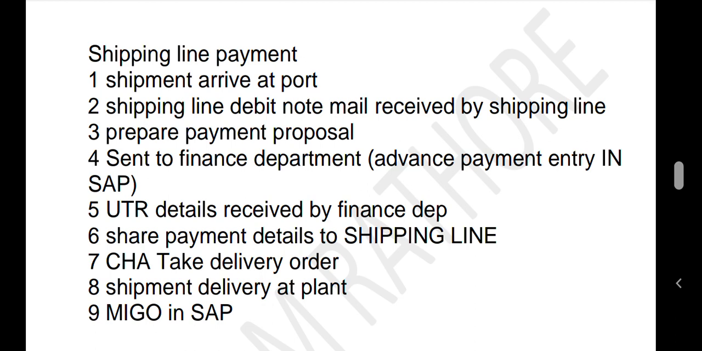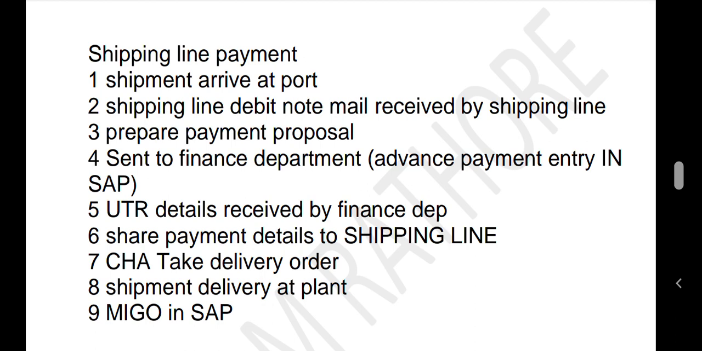So we receive the UTR details, meaning transaction details like the NEFT number, the date of payment, and the payment released by the finance department. Now point number 6, we need to share this detail with the shipping line, because we need to inform them that the payment is cleared from our side, so release the cargo to our CHA. So we share this detail with the shipping line.